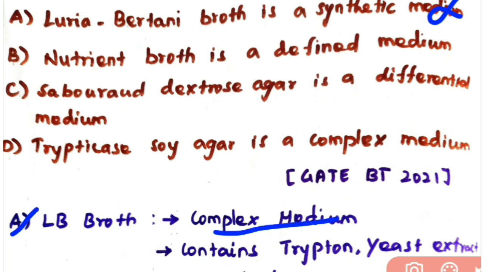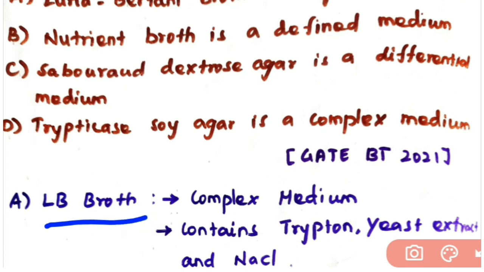So let's know the difference between synthetic medium and complex medium. Synthetic medium is a medium in which all chemical components are known. Okay, well defined medium. Whereas complex medium contains extracts and digest of yeast, meat or plants. You can't define the medium composition. The chemical composition of the medium is not known.